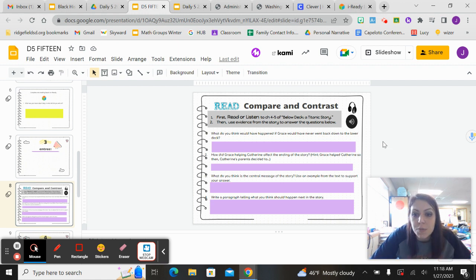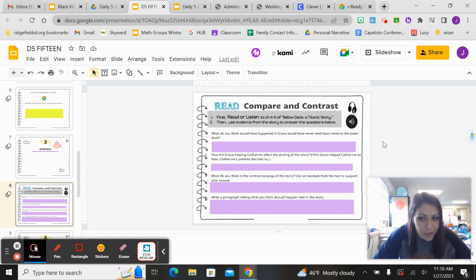So let's say you know the central message. Don't forget to use an example from the text to support your answer. So if I said the message of the story is you should always eat dessert before dinner, then I would need to say, in the text, Grace learned this lesson when she ate her dinner first and then didn't have time for dessert, right? That would be an example. So, whatever you think the message is, you need to go back in the story and prove your point. So, that's what we're practicing with our questions.